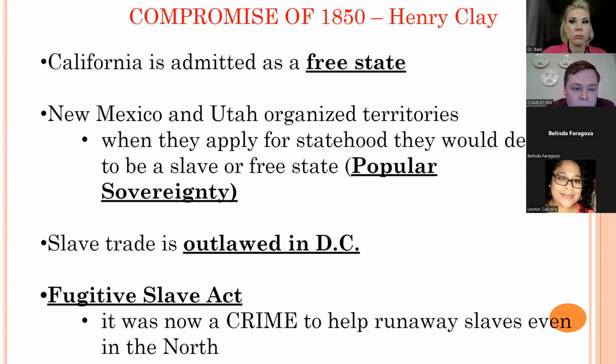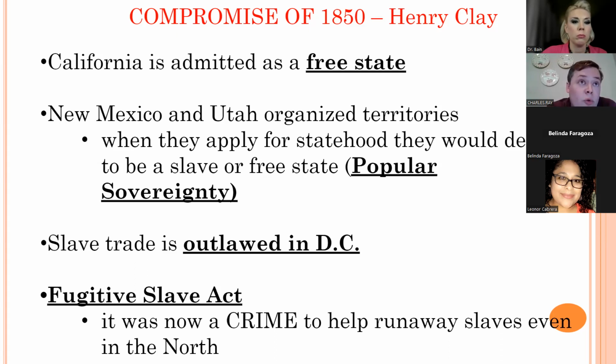He says, okay, the deal they make is California is going to be a free state. That's fine. The two territories of New Mexico and Utah can basically decide by popular sovereignty. They can do it by vote. So once they get larger and they have more people, they can decide themselves, which is a problem for another day, basically. The slave trade was outlawed in Washington, D.C.